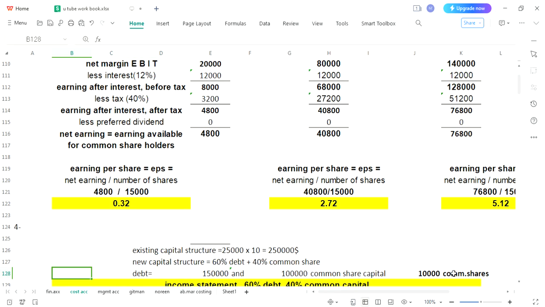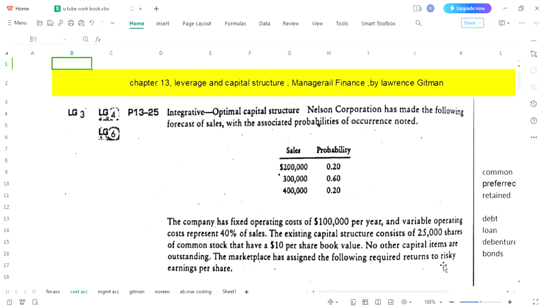What we are following, I'm just going to remind you, look, we have three options. 0.2, 0.6 and 0.2 probabilities are given. This probability means there is a 20% chance we will sell 2 lakh, a 60% chance to sell 3 lakh, and a 20% chance to sell 4 lakh. We have completed the 20% chance. Now we will see 60%.